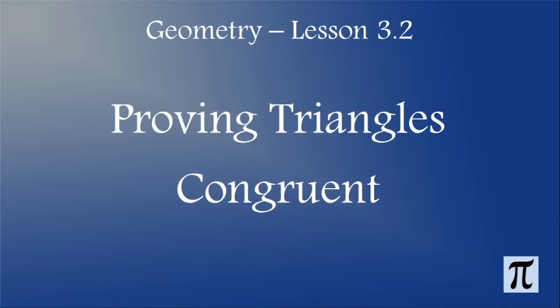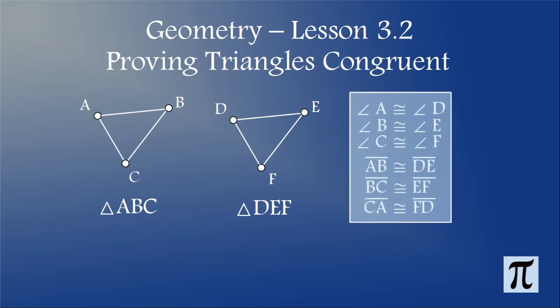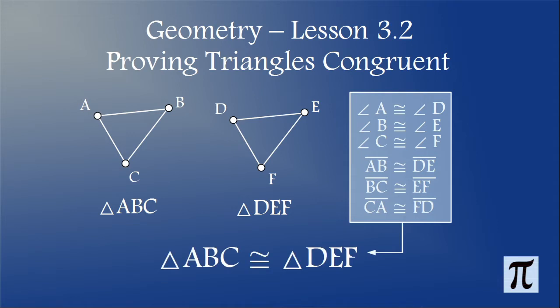Today we are up to section 3.2 where we will be proving triangles congruent. Here are our good friends, triangles ABC and DEF. When we last looked at these triangles, we compared their angles and their sides. So if we said that each corresponding angle was congruent and each corresponding side were congruent, that would show that the triangles were congruent with each other. This is actually the definition of congruent triangles.